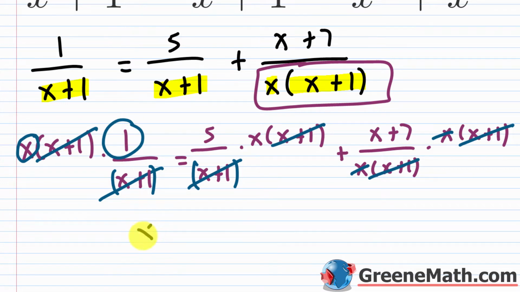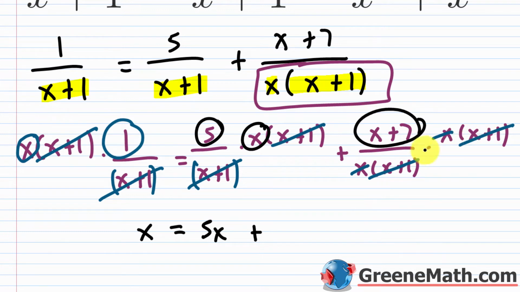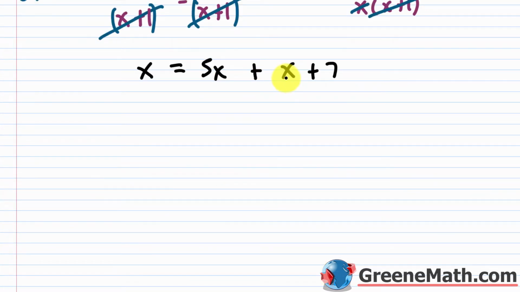So this is going to be x times 1 or just x is equal to, this is 5 times x, so that's 5x. And then plus, over here you have this x plus 7, and that's it. Everything else is canceled away. So x plus 7. Okay, so what does this give me? Well, 5x plus x is 6x. So let's say that x is equal to 6x plus 7.